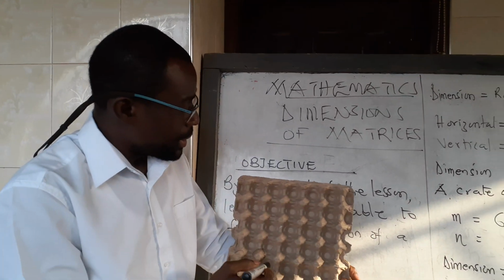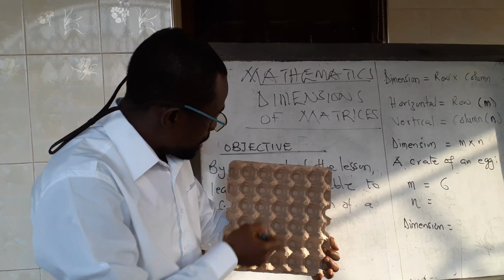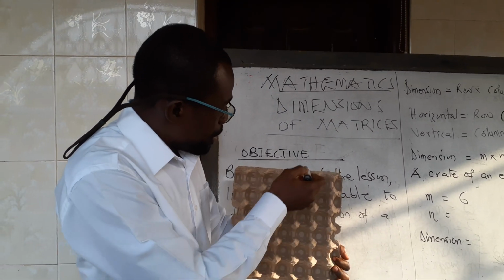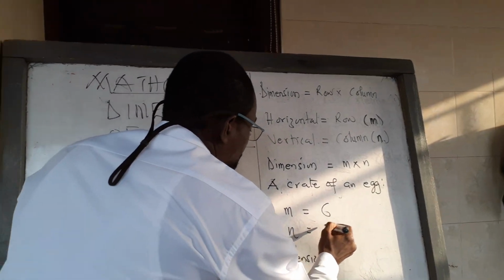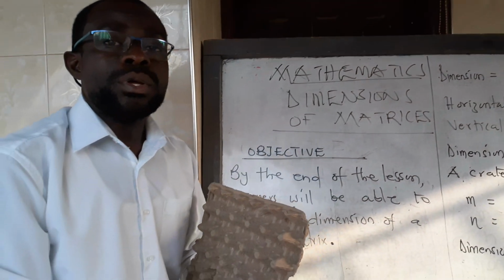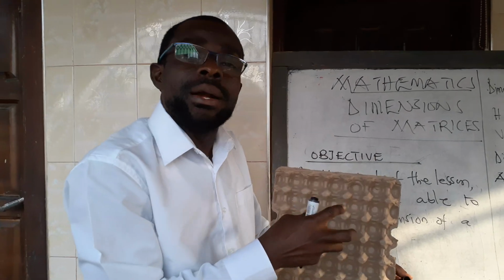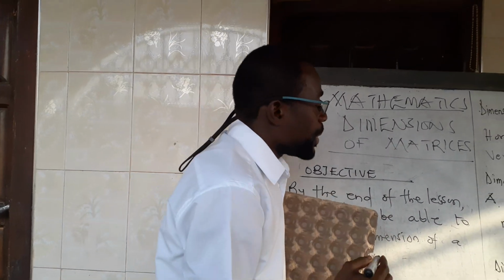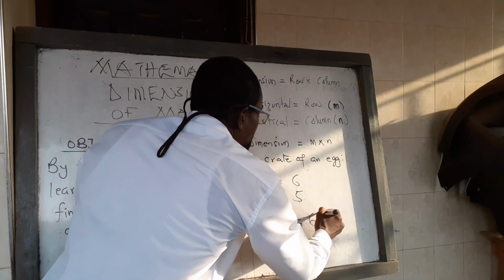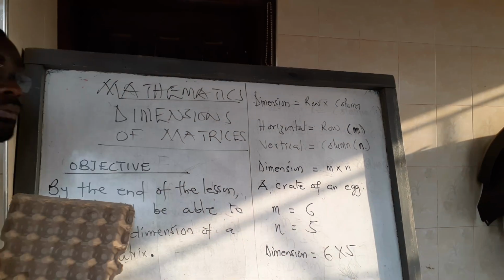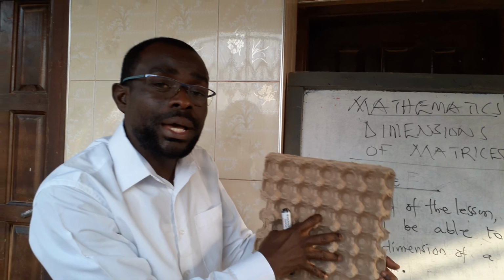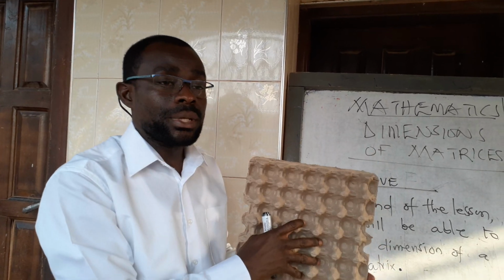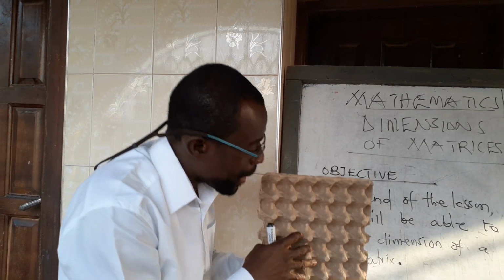Let's go to that of the columns. 1, 2, 3, 4, 5. The vertical ones are also 5. So to define this very egg crate, we say that we have 6 by 5 dimension. 6 by 5 dimension, and that defines this very egg crate. I hope you understand. Very good.